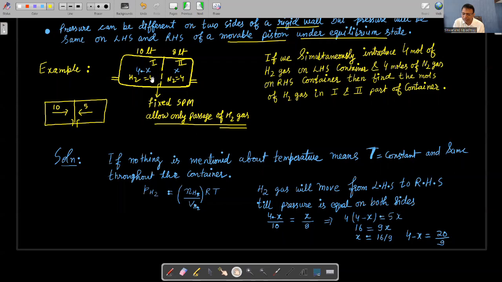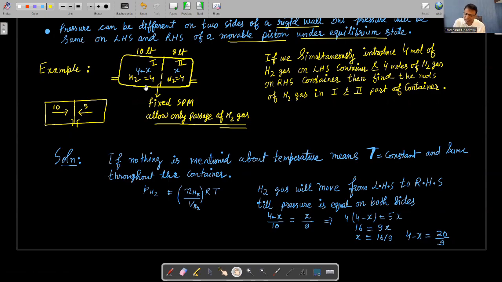Partial pressure of hydrogen gas on left and right is equal, means concentration of hydrogen gas on left and right is equal. And from there we get this equation. On solving this equation, if we simplify, this is 5 and this will be 4, and cross multiplying, we get that the value of X is equal to 16 by 9. So we can calculate 4 minus X, that is equal to 20 by 9.